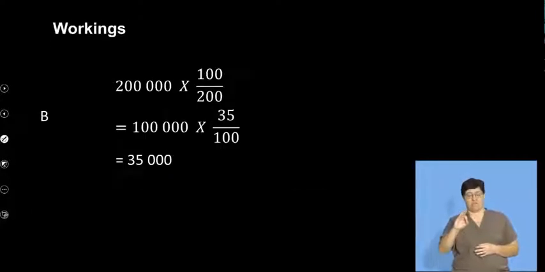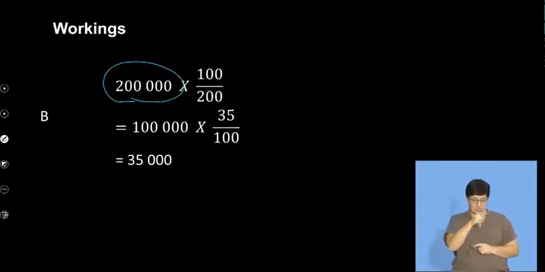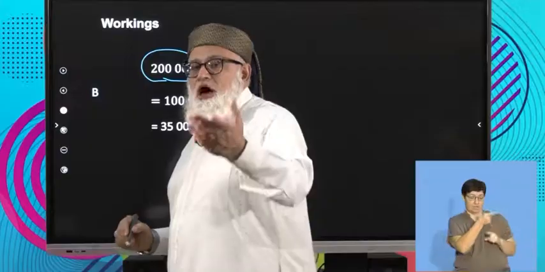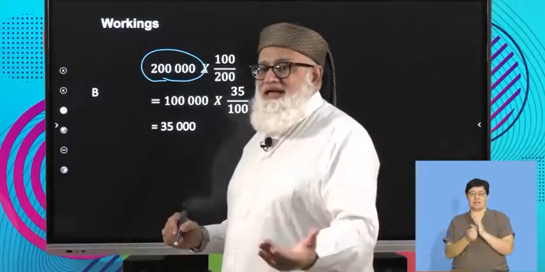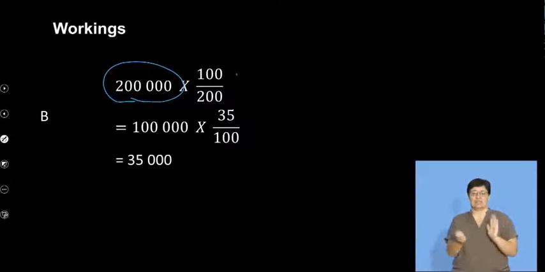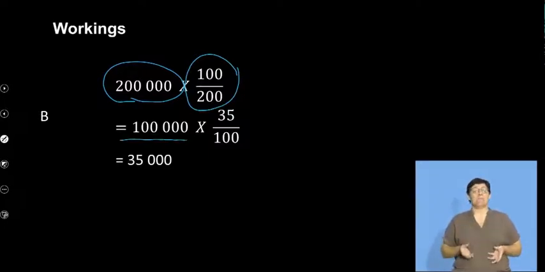So what do we do? Step number one, take your 200,000, which is your selling price, times 100 over 200. Remember, I showed you this before. I'm going to show you again. You take your cost price over your selling price times your actual selling price, and therefore it's 100, which is my cost, over my selling of 200, and that gives me a figure of 100,000 Rand. Okay, that's the first part of your calculation, determining your cost of sale.